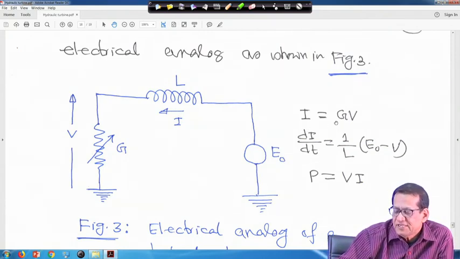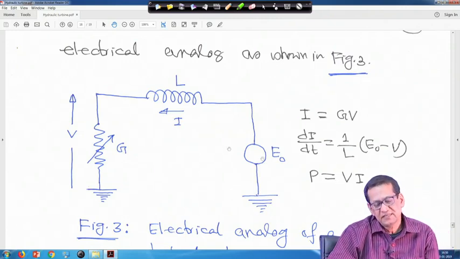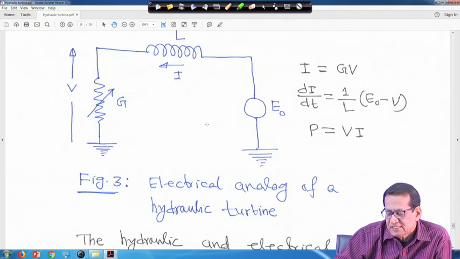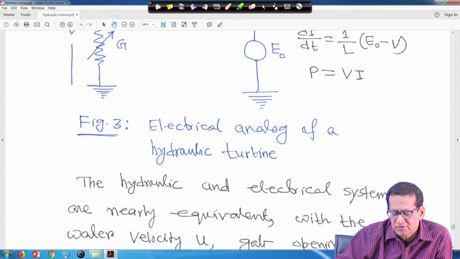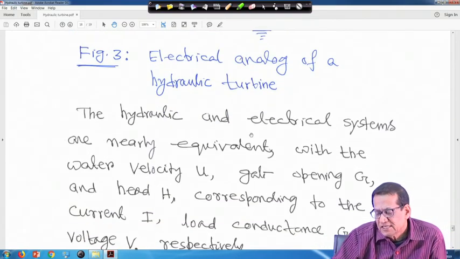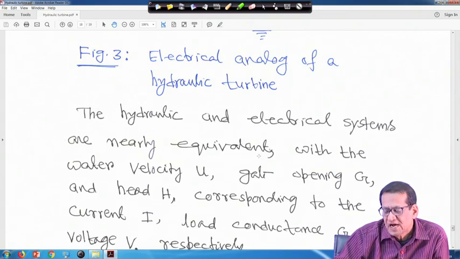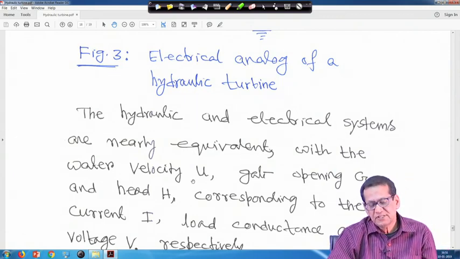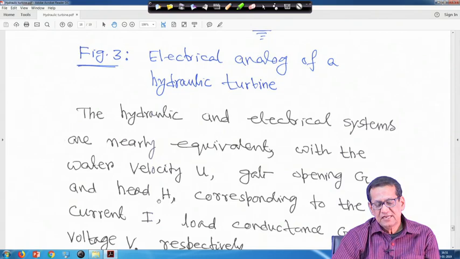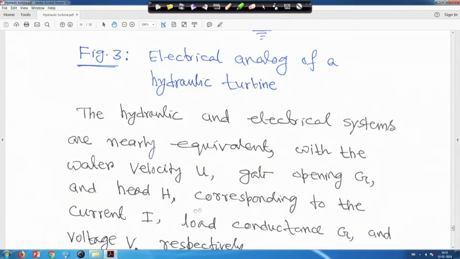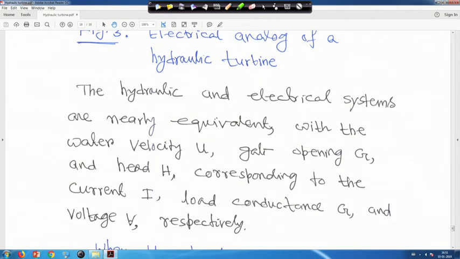I is equal to G V, and d I by dt can be written as 1 upon L into E 0 minus V. So, L d I by dt is equal to E 0 minus V, and power P is equal to V I, right. Now, this is the electrical analogy of a hydraulic turbine. The hydraulic and electrical systems are nearly equivalent, with the water velocity U, gate opening G and head H corresponding to the current I, load conductance G and voltage V, right.